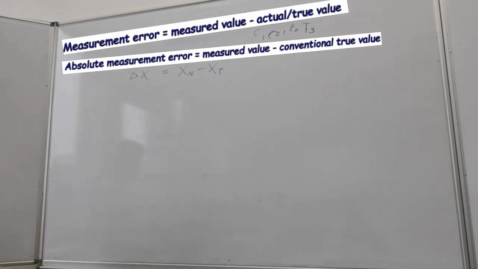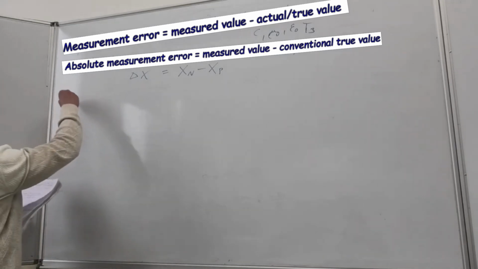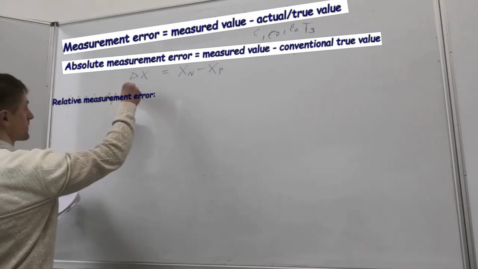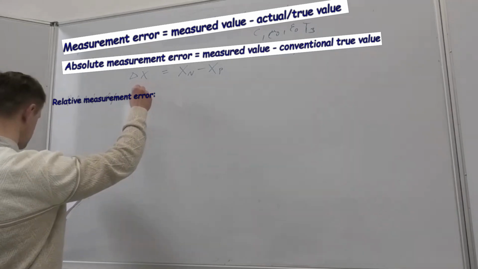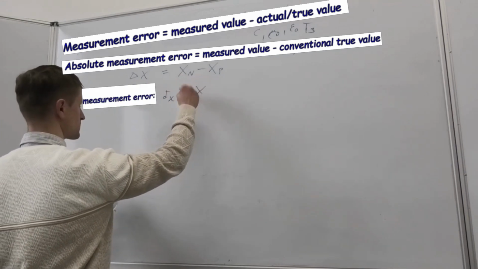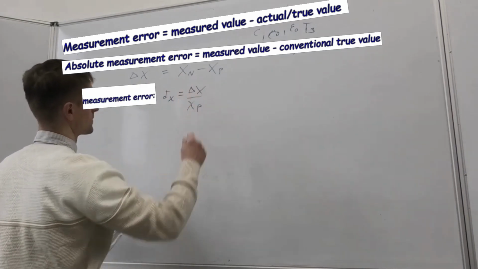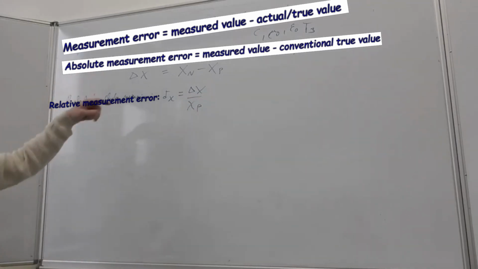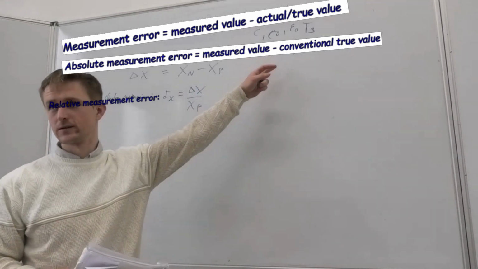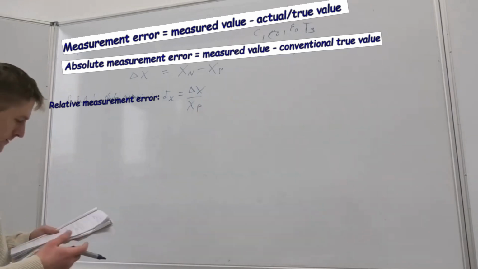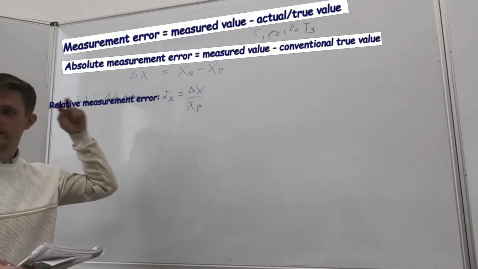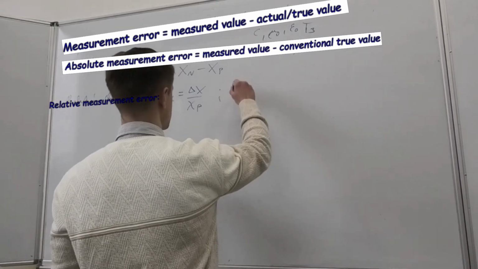Then we have a relative measurement error. Do you know what it is? It is the ratio of the absolute measurement error to the conventionally true value. This conventionally true value is most often the arithmetic mean. And the relative measurement error is almost always expressed as a percentage. So you multiply this by 100%.